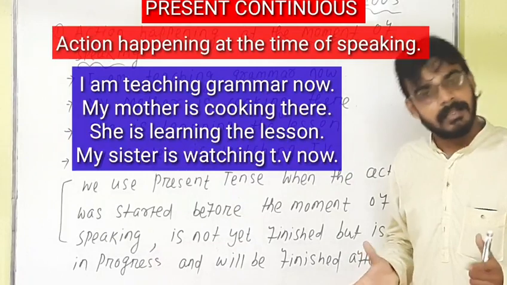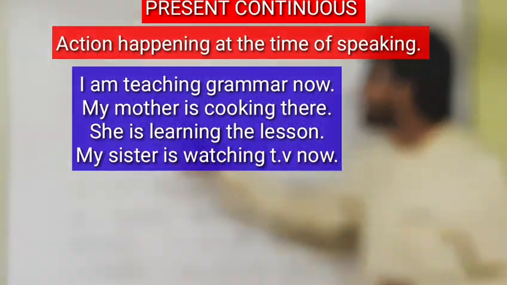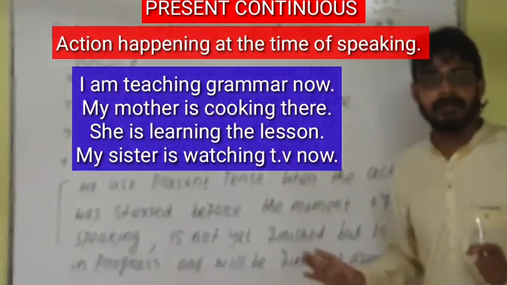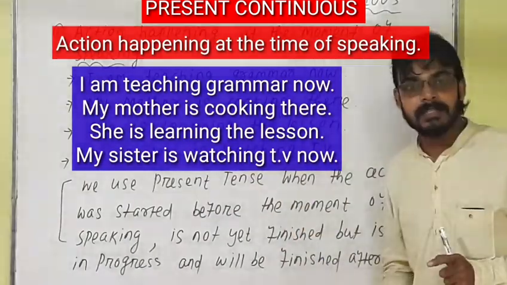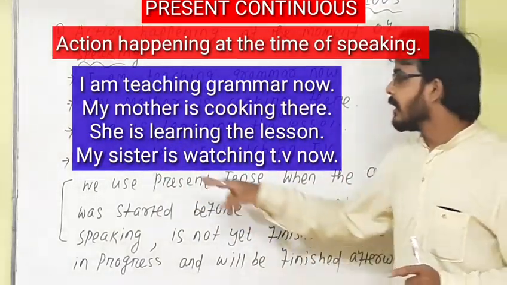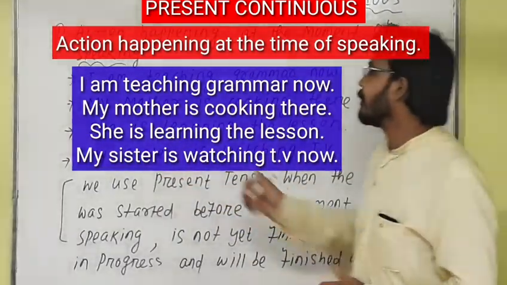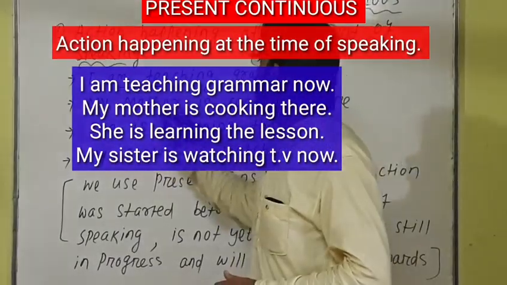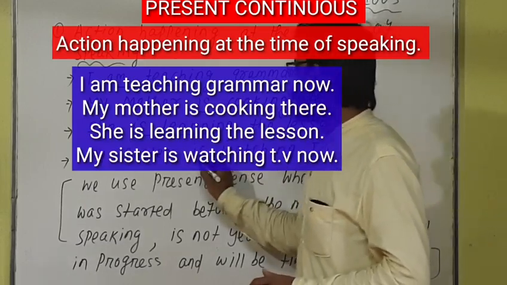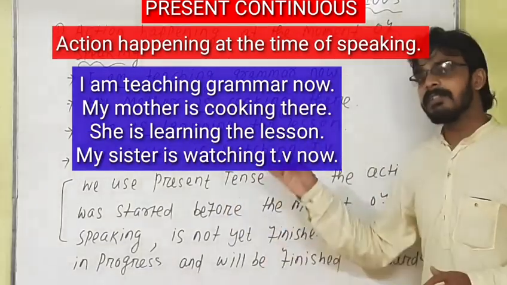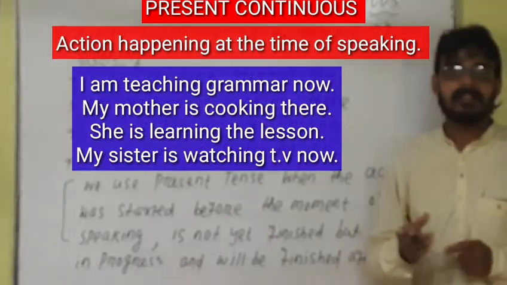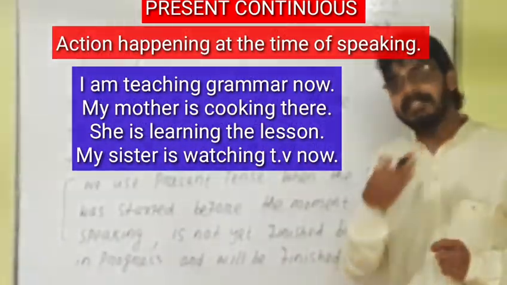That is present continuous. Okay, my mother is cooking there. This is also present progressive, which is happening at the time of speaking. She is learning the lesson. My sister is watching TV. I am teaching, is cooking, is learning, is watching. We use present continuous to indicate the action which is happening at the time of speaking.